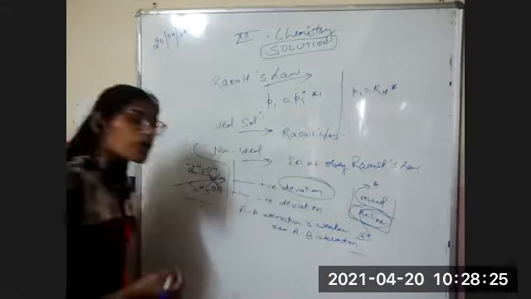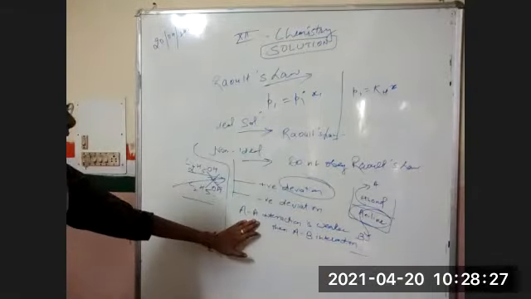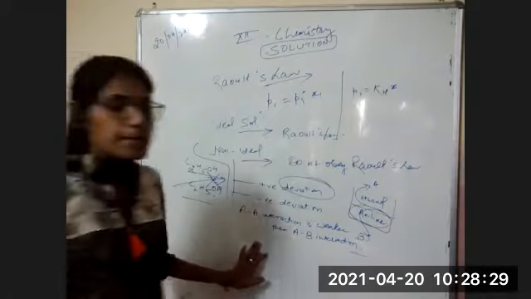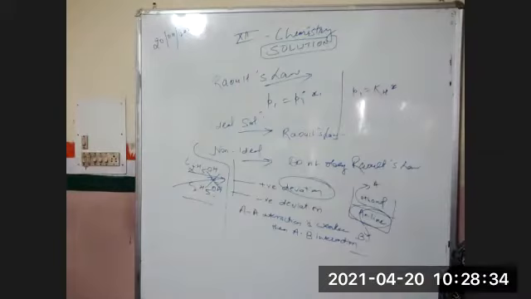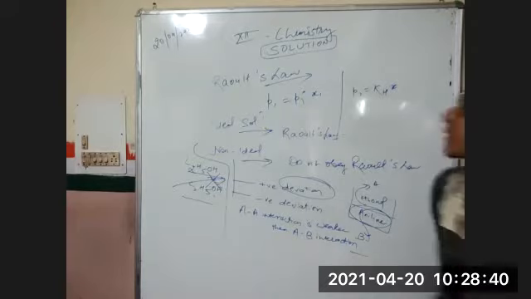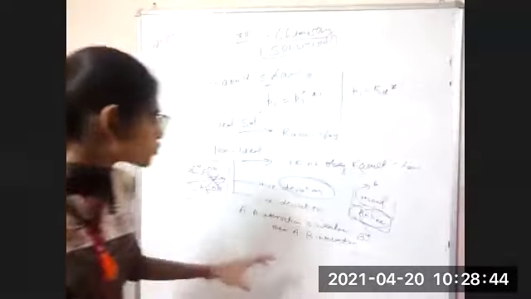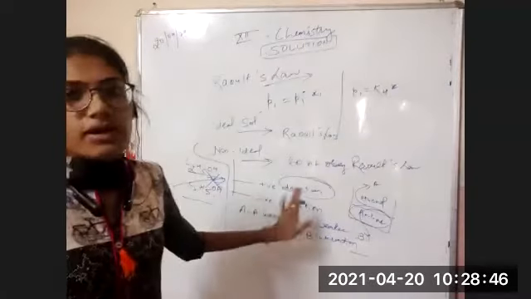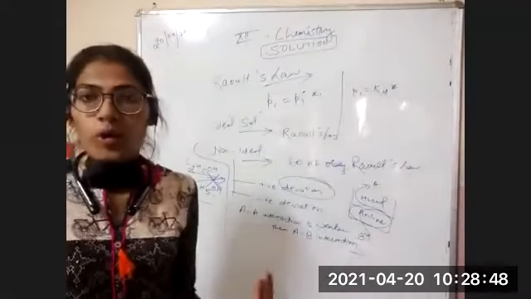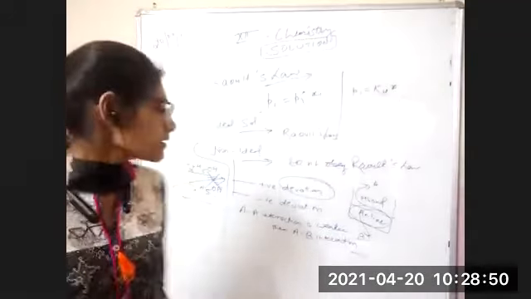So what would happen if AA interaction is weaker than AB interaction? It's quite simple that the solution would try to move and this will increase the vapor pressure. If the vapor pressure would increase, what would happen? Our solution would show positive deviation. I hope I'm clear. Should I repeat again?